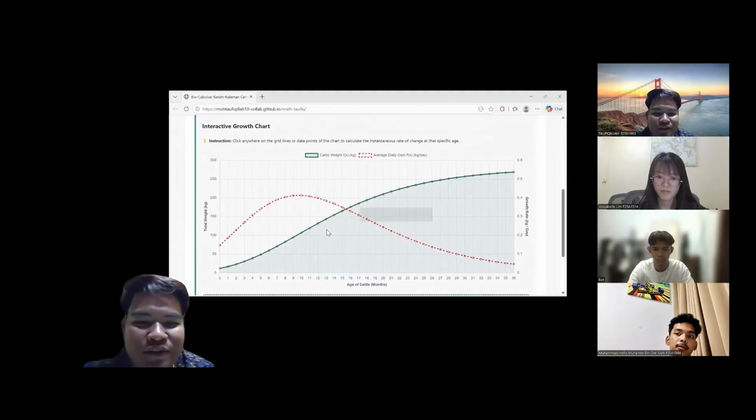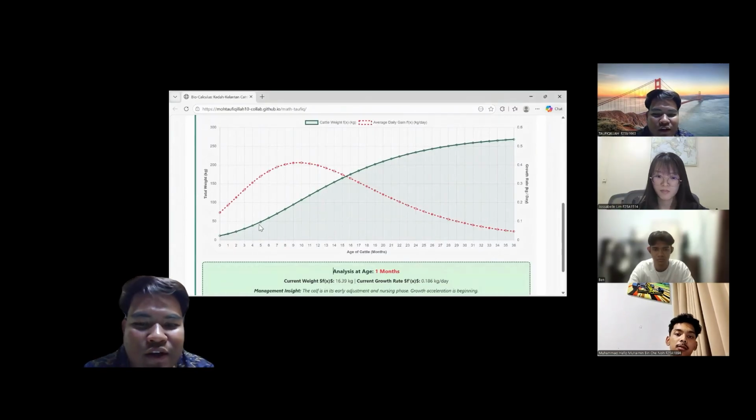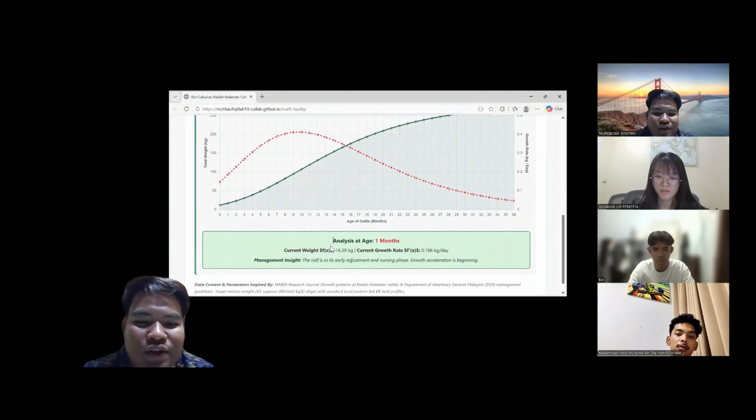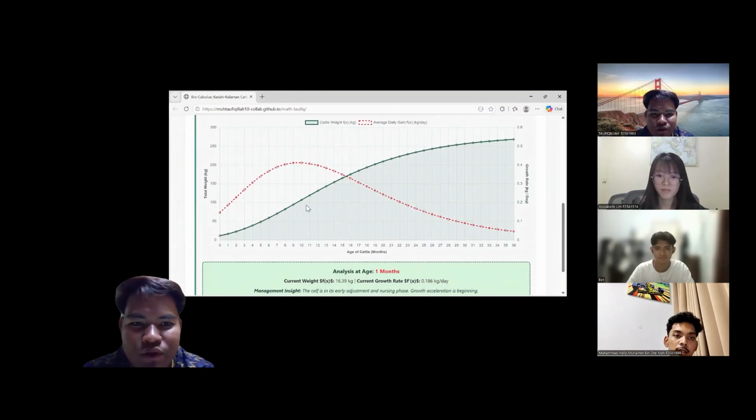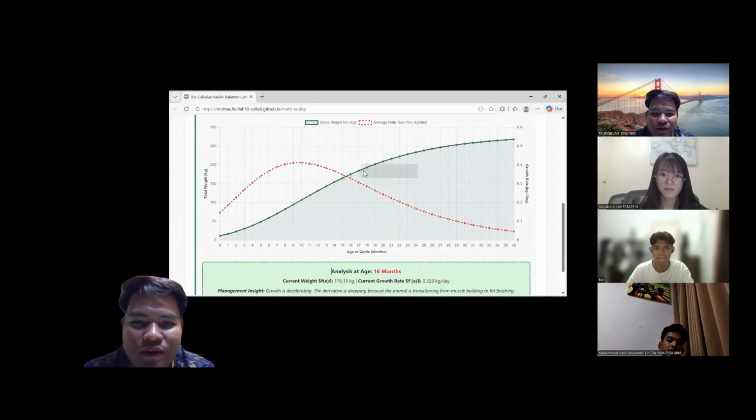So we can see the graph here. At 1 month, the current weight is 16.39 kg. The current feed that the cattle take is in kg per day. So this is how the cattle is growing, and this is how the weight changes.